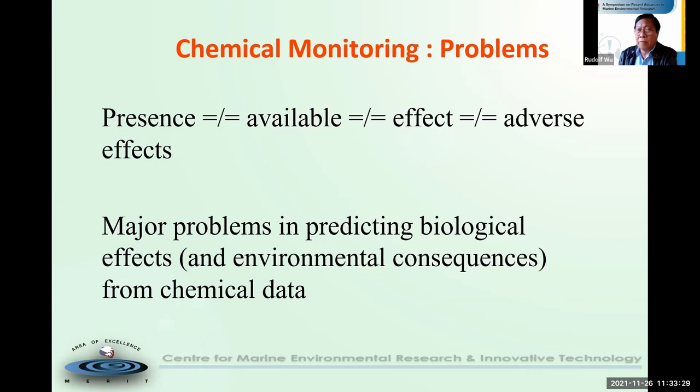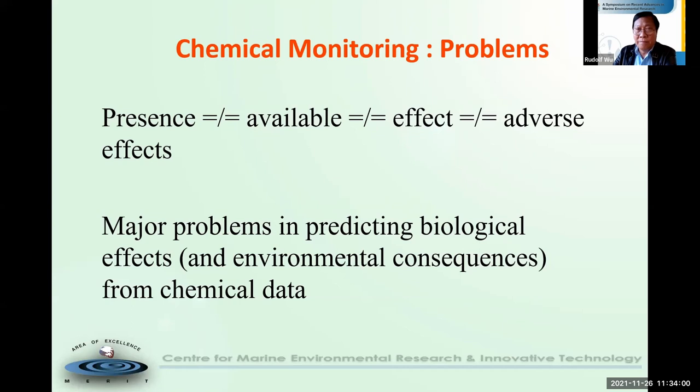Now, this is why you have a major problem in predicting biological effect and environmental consequence from chemical data. You collect a lot of chemical and physical data, and based on this data, you try to guess what the biological effect will be. Are we protecting the environment? Are we having adequate protection of the environment? It may not necessarily come true. So you may spend a lot of money and a lot of effort and end up with nothing.